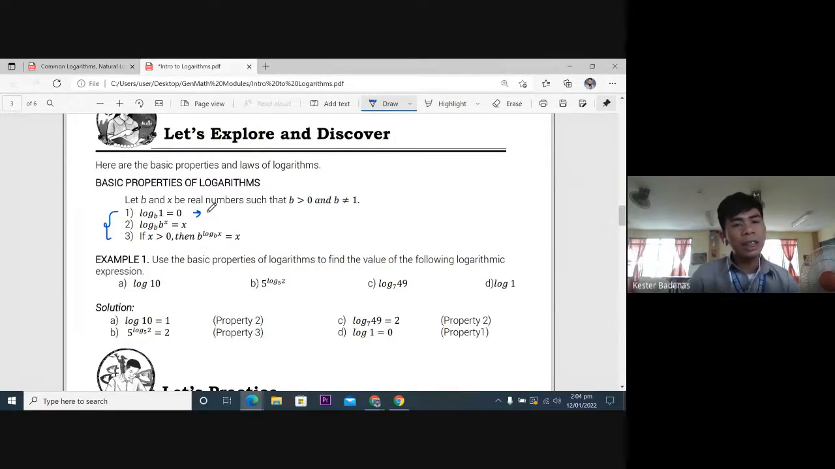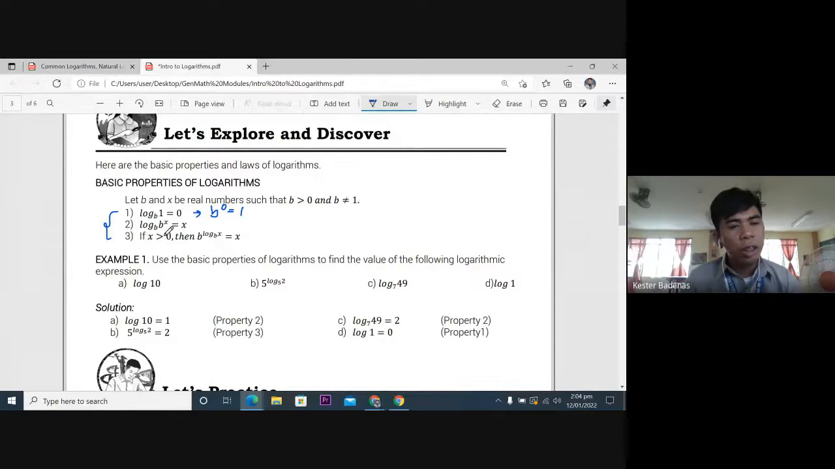So saan nanggaling yan, sir? Kasi when we rewrite this in exponential form, we will be having b raised to 0 is equal to 1. Diba? Makes sense. Kasi any number that is raised to 0 is equal to 1. Ayan. So, ayan siya. Kaya logarithm of 1 to the base b is equal to 0.